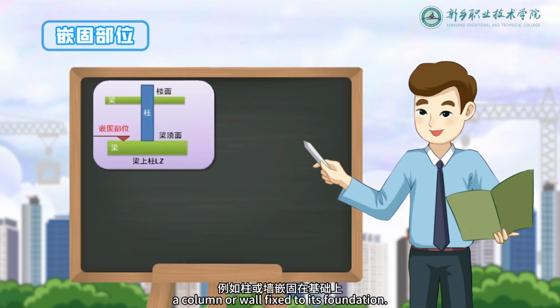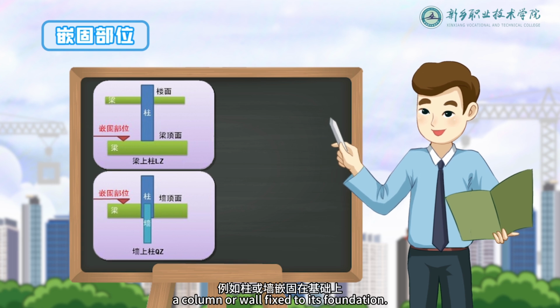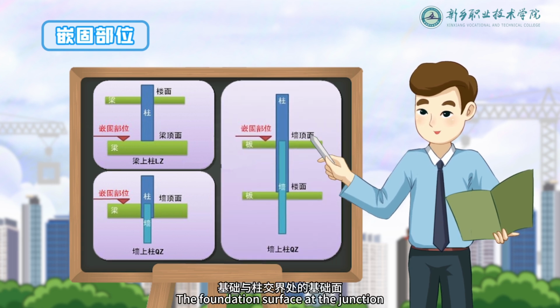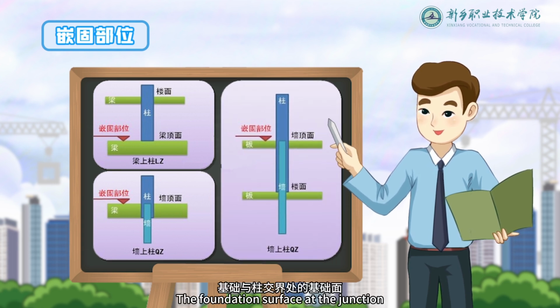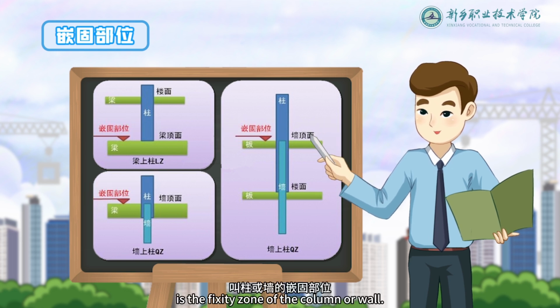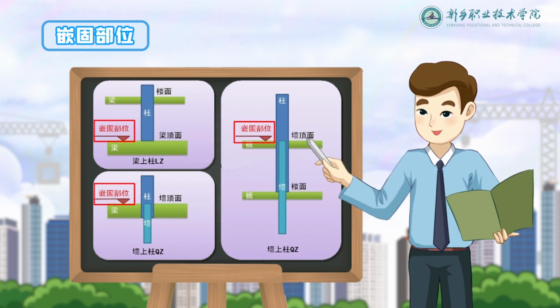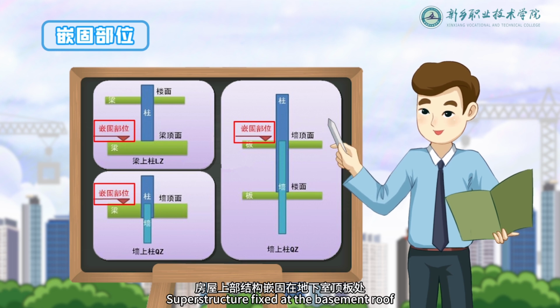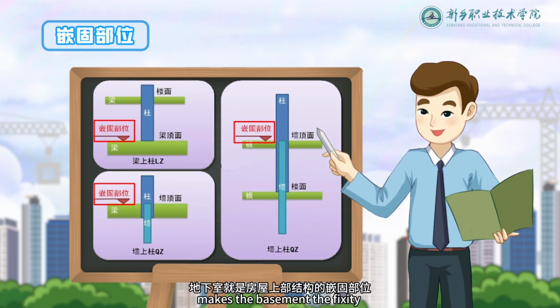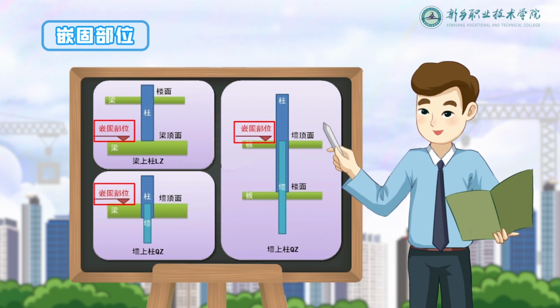For example, a column or wall fixed to its foundation. The foundation surface at the junction of foundation and column is the fixity zone of the column or wall. Superstructure fixed at the basement roof makes the basement the fixity zone of the upper structure.